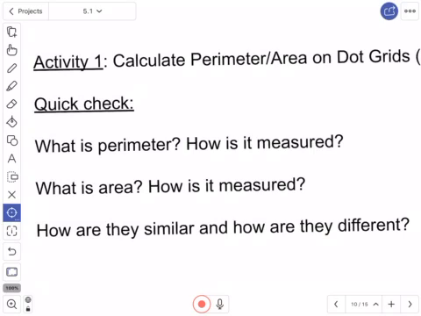This is kind of like that chunk and chew that we do, where I give you a big chunk of information, and you sit and chew on it and try to think about it and remember it. So, pause the video here. You could stop it. I want you to think about these questions. Again, what is perimeter? How is it measured? What is area? How is it measured? How are they similar and how are they different?